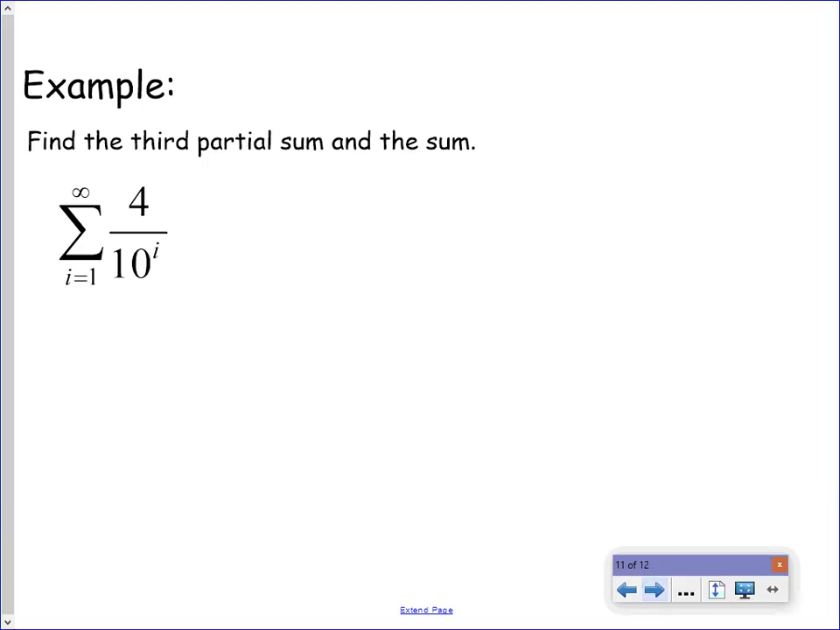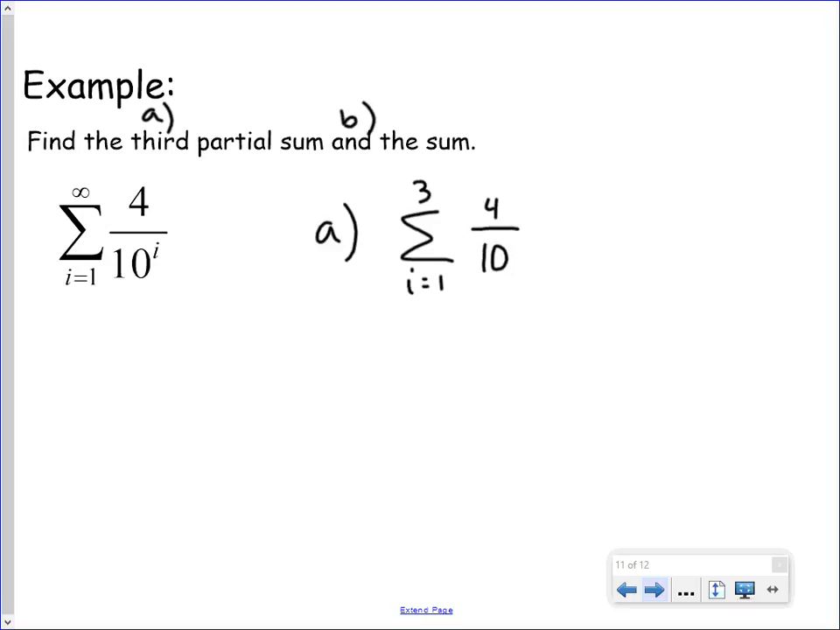Okay, so this is our last example. We see sigma notation here. We want to find the third partial sum and the sum. In the book, I think they'll give you part A and part B. So for the third partial sum, I would change this so that it doesn't have an infinity as an upper limit. If I want a third partial sum, then 3 becomes my upper limit.